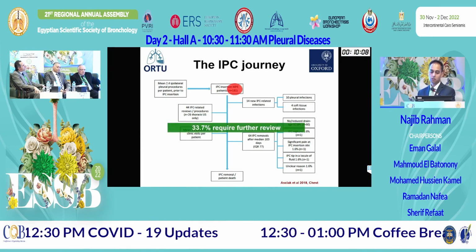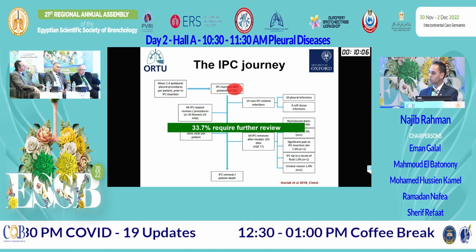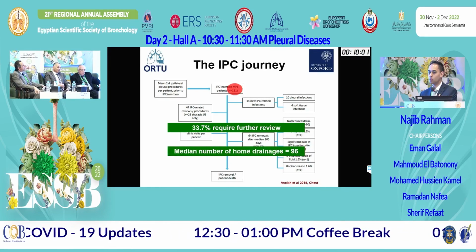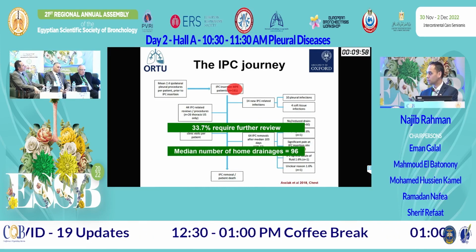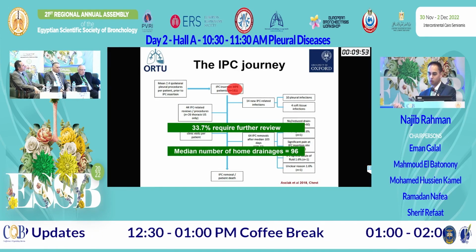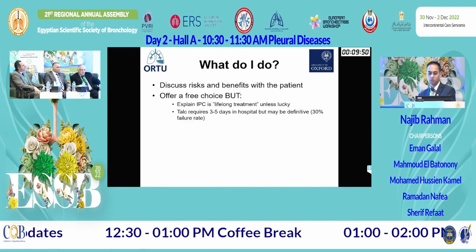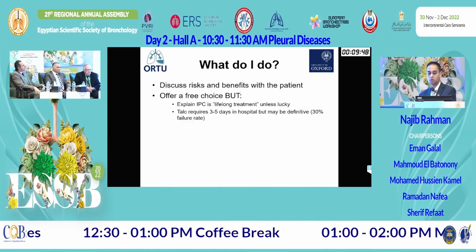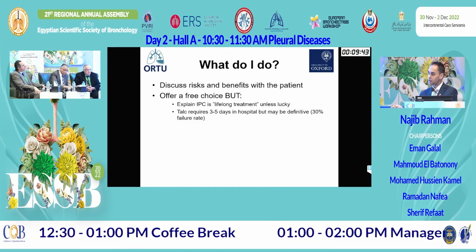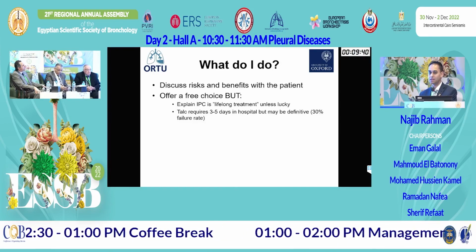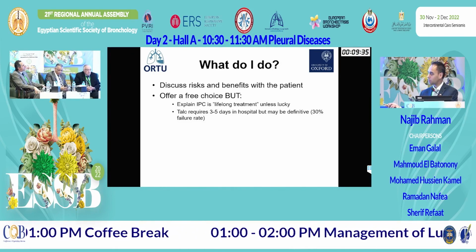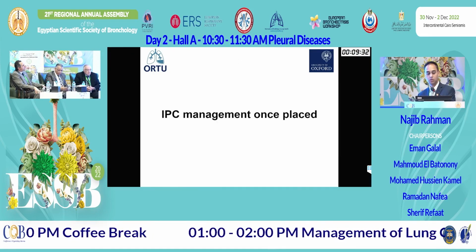And what she noted was that 1 in 3 require an urgent further review that was not planned, and the patients drained themselves at home nearly 100 times. This is not the same as no further pleural procedures, and I think we need to remember that. Yes, I'm not going to have to do any more procedures, but the patient will certainly have to. So what do I do? I discuss the risks and benefits with the patient. I offer them a free choice, but I explain that in the majority, IPC is a lifelong treatment. I'll come back to that in a second. Talc is sometimes in hospital but can fail, and patients are allowed to make their own choice.